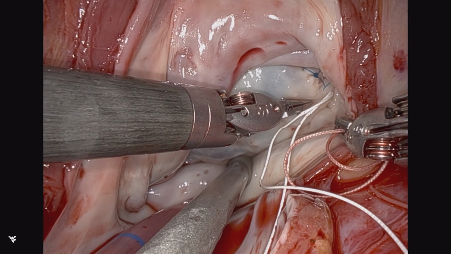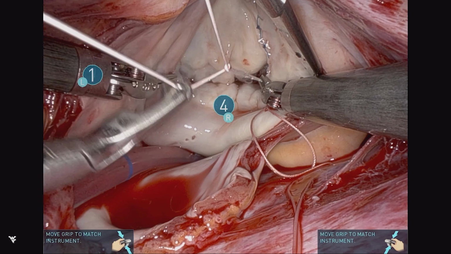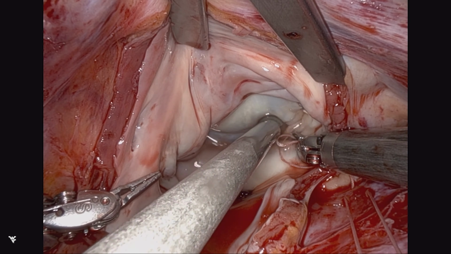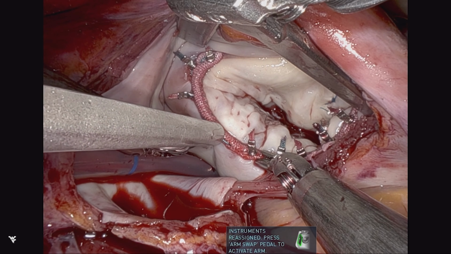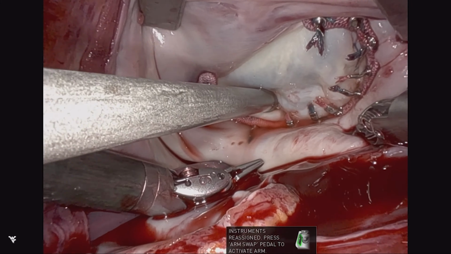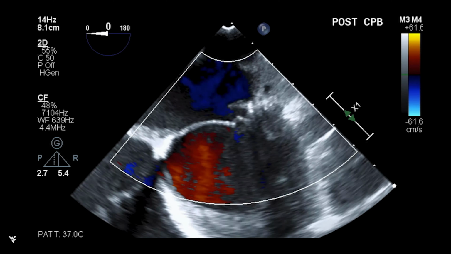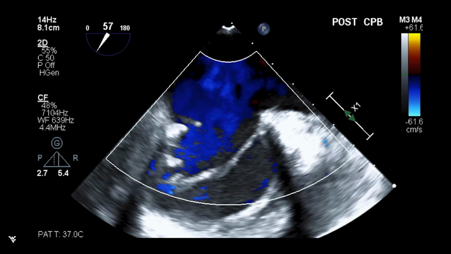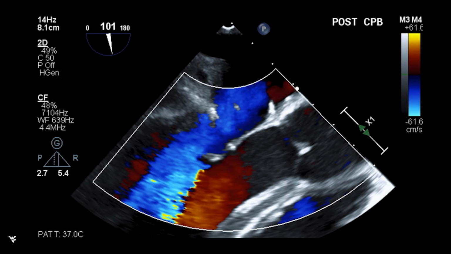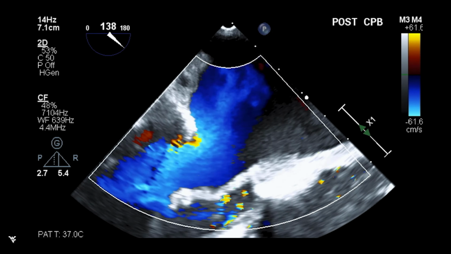So therefore, in this 46-year-old gentleman with an overall weight of only 45 kilograms, we're able to hopefully give him a durable long-term result, placing a 38 millimeter band and excellent coaptation for this commissural deficit. Without any residual mitral insufficiency, and no evidence of stenosis with a gradient of 1.